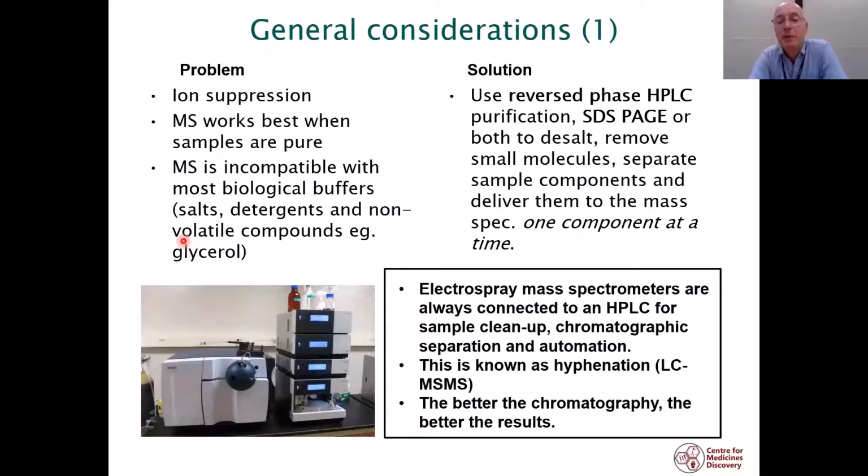And mass spectrometers, electrospray mass spectrometers, are always connected to an HPLC. And the reason for this is for sample cleanup, for chromatographic separation, and also for automation, which is extremely important. And this connection between an LC system and a mass spec is known as hyphenation. There are different types of hyphenated techniques. The most common one is LC-MS or LC-MS-MS. And what you need to understand is that the better the chromatography, the better the results you will get from your mass spec experiment.